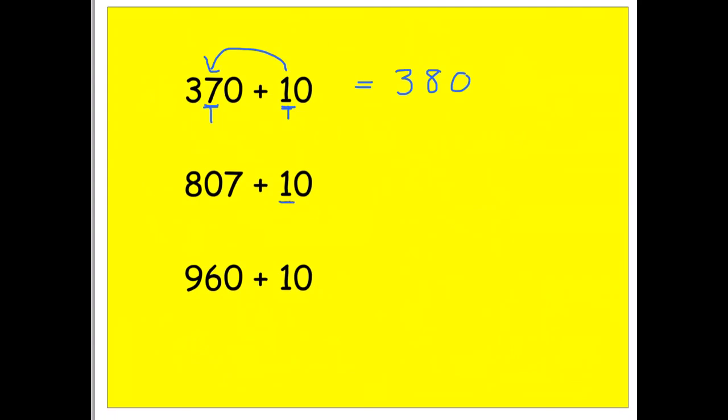Again, my next question, we have 807 and we're adding on 10. So we're adding on tens. So I would end up with 817. And my last one, we're adding on a 10 to the tens. So it's a 6 plus 1, which is 7, and the other digits remain the same.